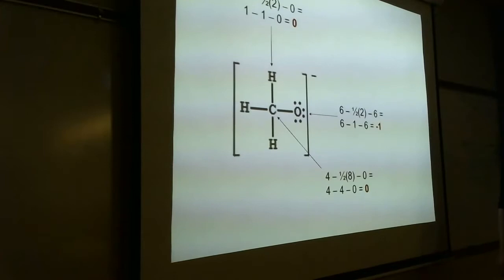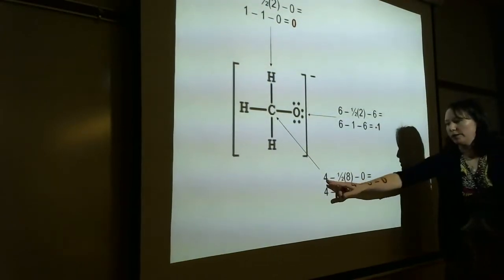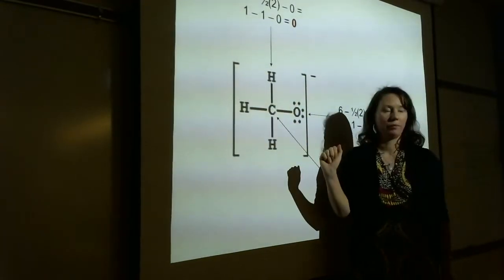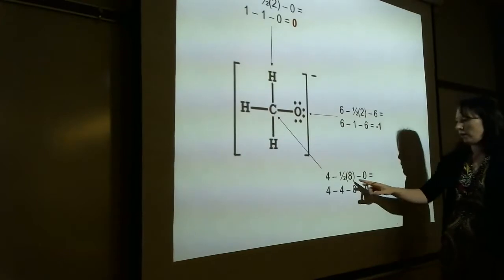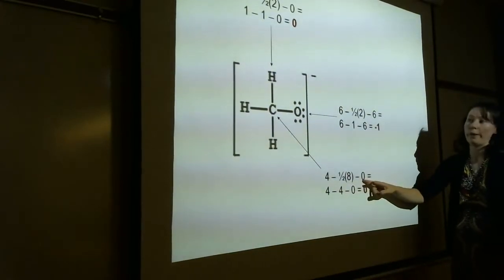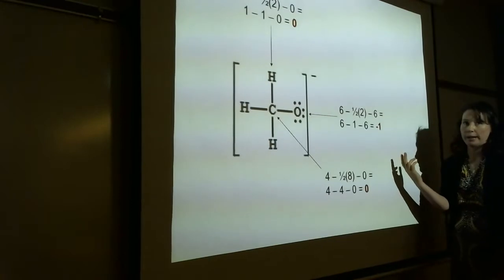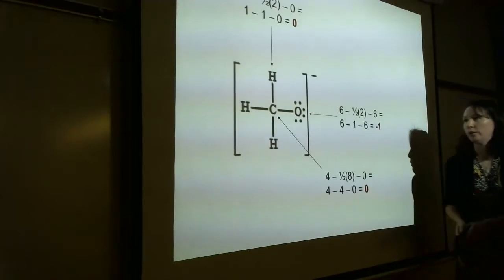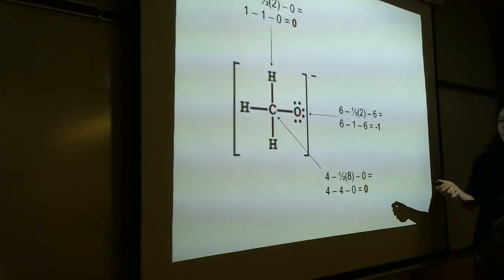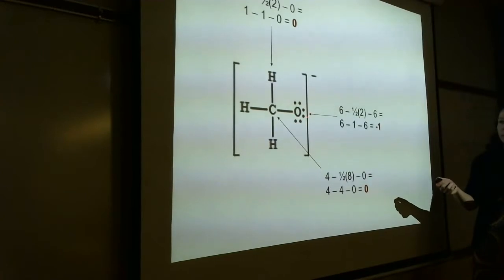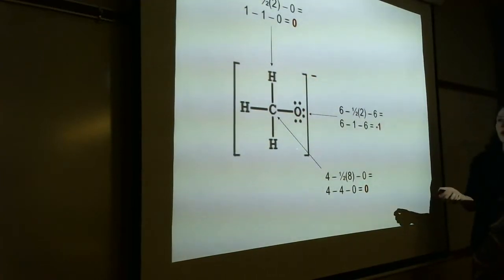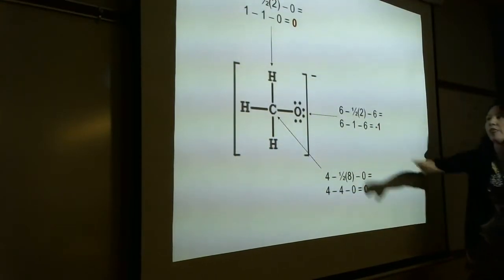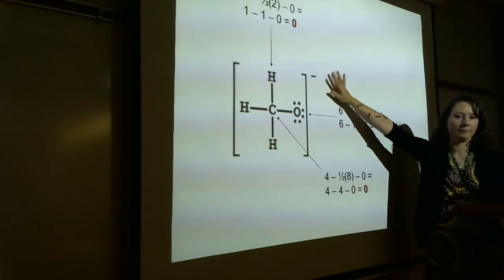And then for carbon, carbon has 4 valence electrons. It has 2, 4, 6, 8 electrons in bonds, right? 1/2 of 8 is 4, and it's got no lone pairs. It's just a carbon atom with 4 bonds, no lone pairs. 4 minus 4 minus 0 equals 0. So 0, 0, 0, 0, -1. That's where that -1 is being carried, and that's why the molecule has a net negative charge. All the formal charges added up give you the net charge on the polyatomic ion.